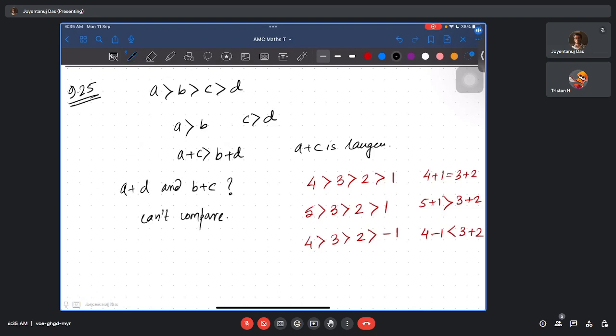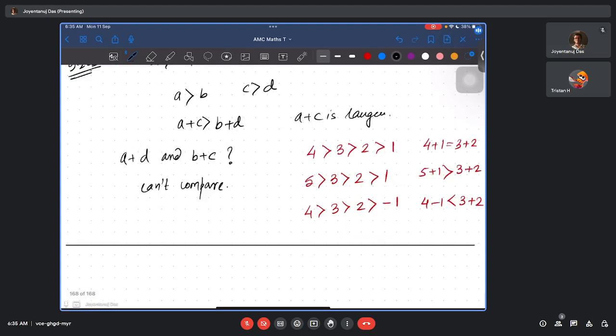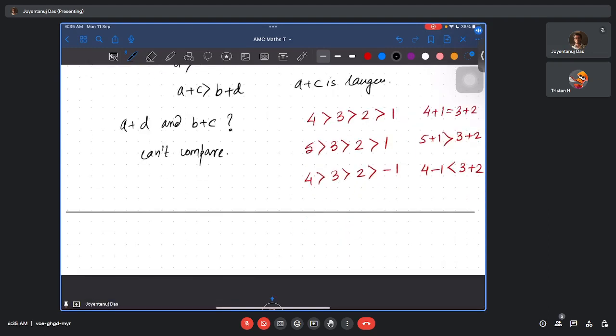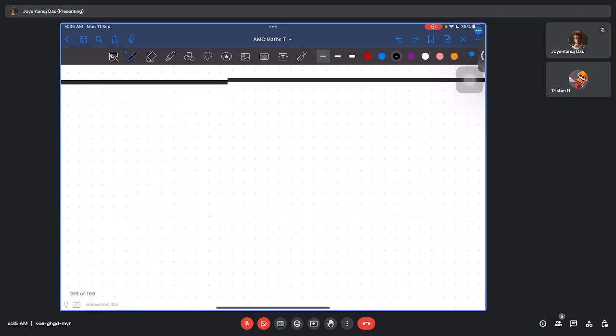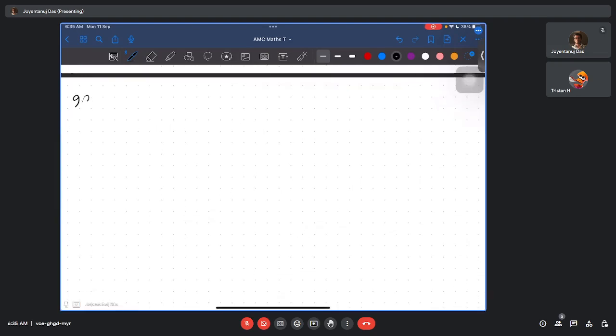Right. So this was 9.25. Next one is 9.26. Which of the following numbers is the largest? They have some different bases and different exponents.